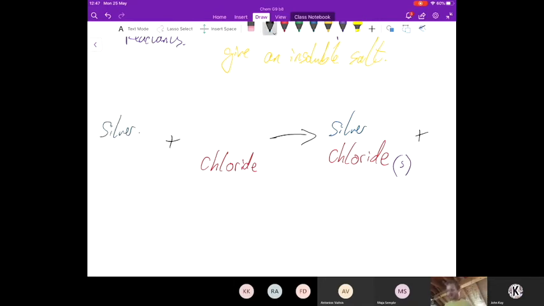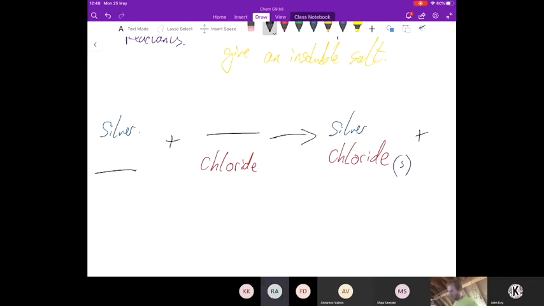Now I need to work out what the anion and the cation for the chloride and that anion for the silver are going to be. Does this make sense so far? Please let me know if it doesn't. Yeah, Anton, is it making sense? Yes. Cool, Rafid?